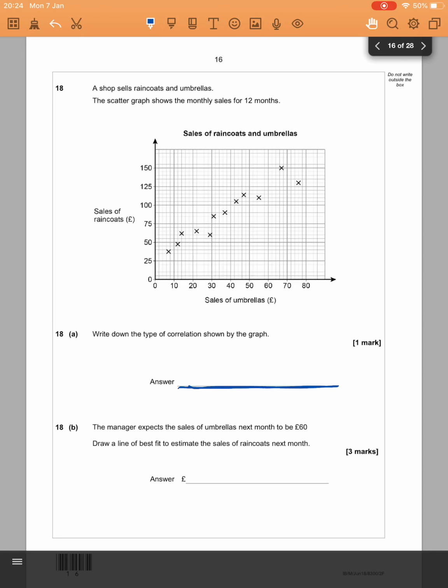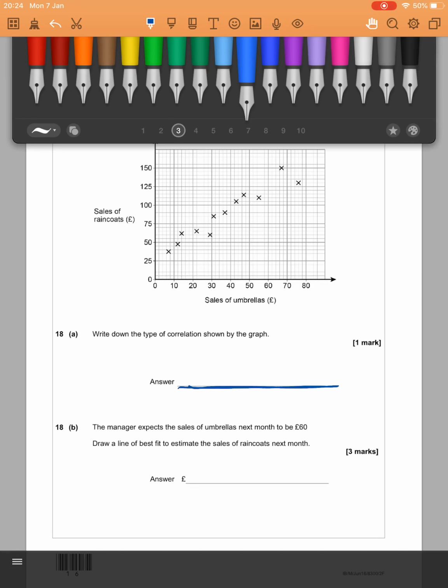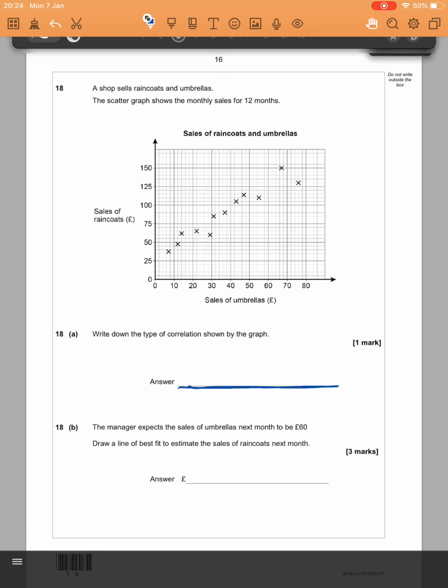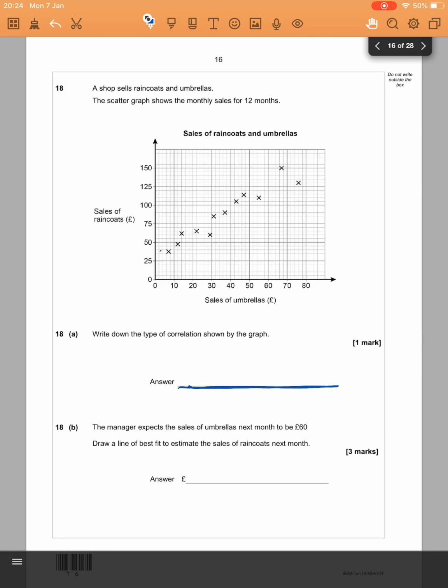18b. The manager expects the sales of umbrellas next month to be £60. Draw a line of best fit to estimate the sales of raincoats next month. So a line of best fit is a line going through these crosses and keeping them roughly evenly spaced either side. It doesn't have to go through any cross in particular. You just need to keep them evenly spread either side. So if I draw a straight line, I'm going to start here. And you have to use a ruler for this. And I reckon that's a pretty good line.